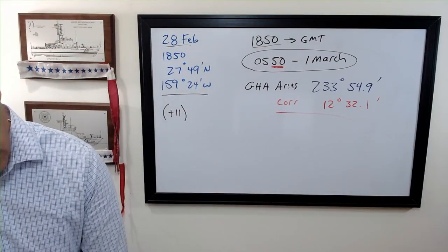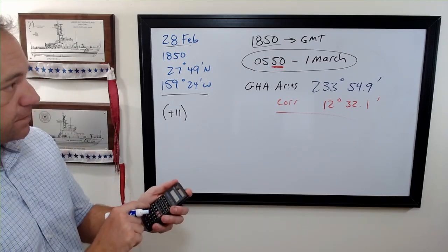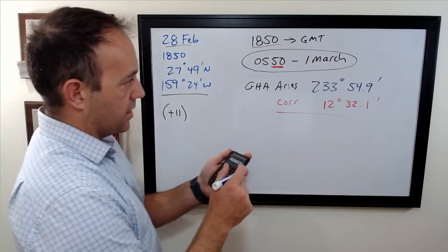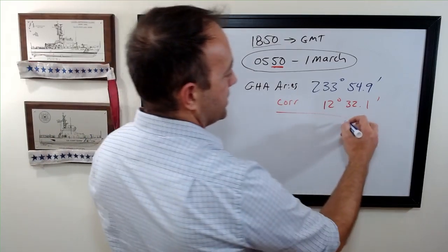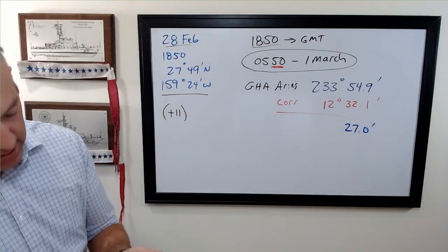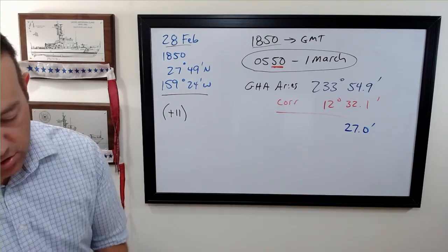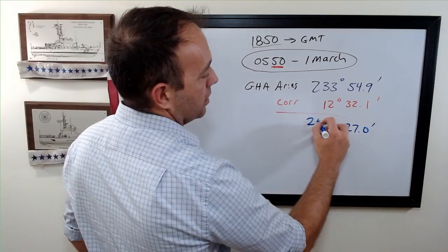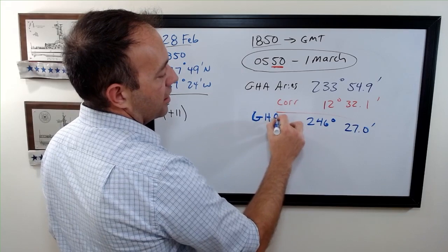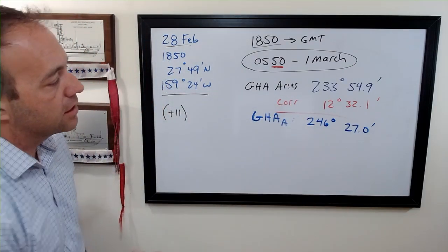All right. So we can add this all up. 4.9 plus 32.1 is 87, 27.0. And the 233 plus 12 is 246 degrees. So this is the GHA of Aries, calculated for the exact time, 0550.